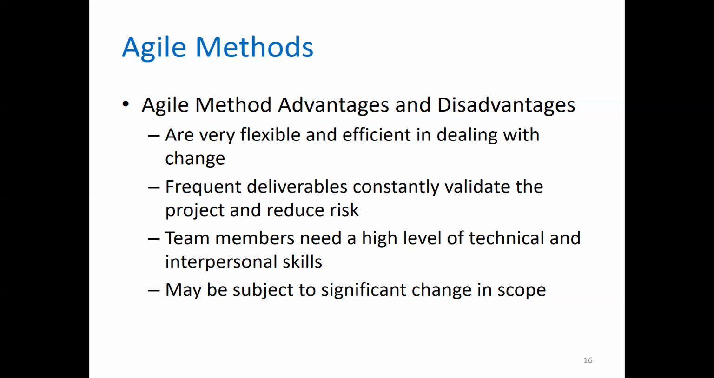Disadvantages, on the other hand, for agile method is that it requires a high level of skills, especially technical and interpersonal skills. Moreover, it is subject to significant change in scope. Since you're making the project in stages, there's a likely chance you have more scope creep. Creep means increase. Scope creep generally leads to creep in time, so your time needs to increase, your cost increases, and your budget increases. Because of that, it leads to overall more consumption of resources.